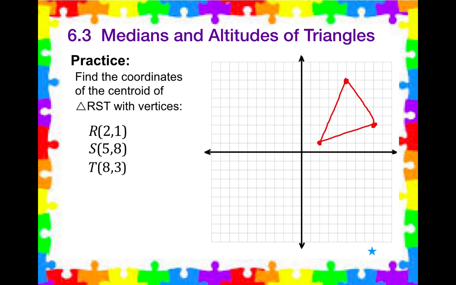If I want to find the centroid, what I can do is make a median from one vertex down to the opposite side. So there's the midpoint of the opposite side. And I know that the relationship to the centroid is going to be a 2/3, 1/3 relationship. So if I go down 2/3, then it's going to be right there. So the centroid here is going to be right here at this point.